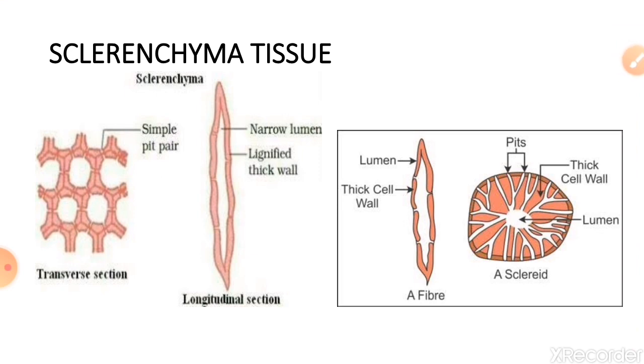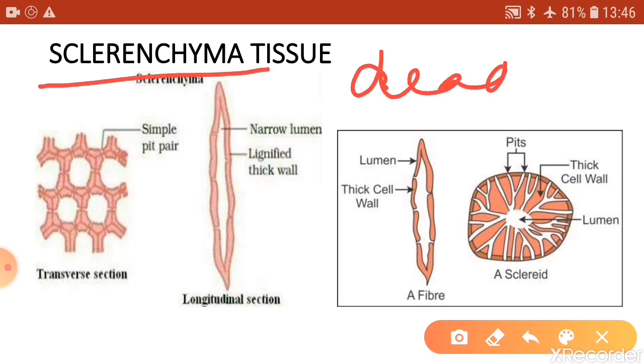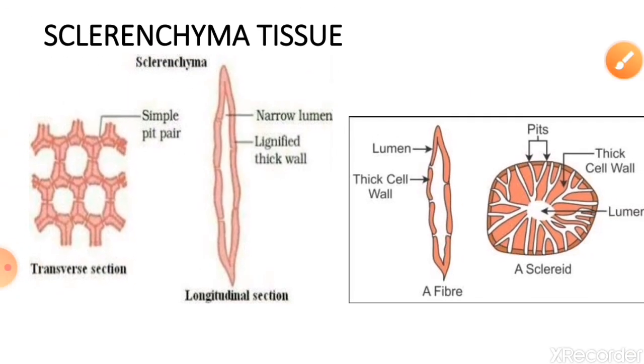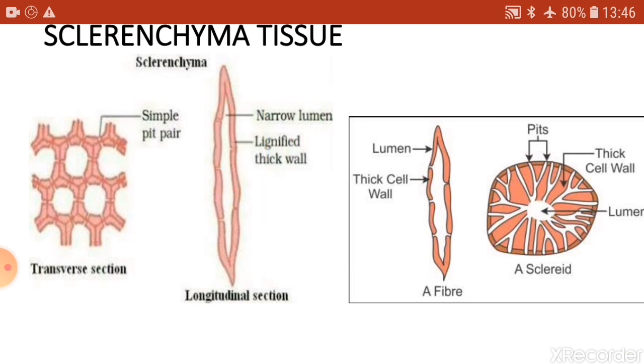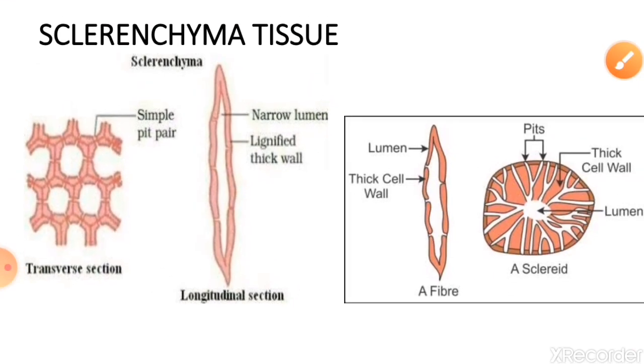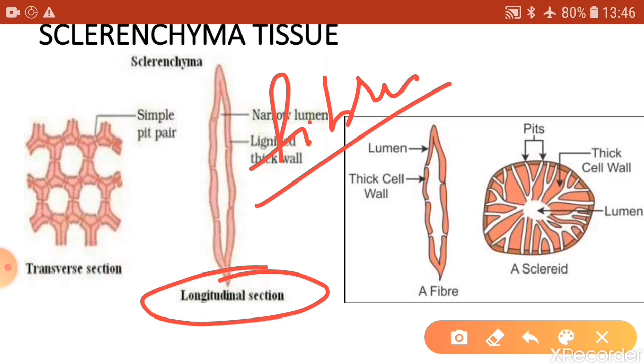The next important simple permanent tissue is sclerenchyma, and this sclerenchyma tissue is a dead tissue. The cells of sclerenchyma are dead. Now coming to the structure of the cell, the sclerenchyma cells are elongated and spindle shaped. Spindle shape means the cells are pointed at the corners and wider in the center. Such sclerenchyma cells which are spindle shaped are called fibers. The sclerenchyma cells may be either elongated like this or irregular, and those irregularly shaped sclerenchyma cells are called sclereids.